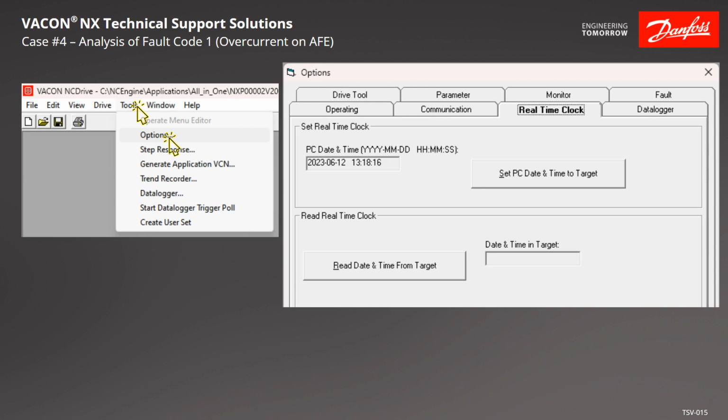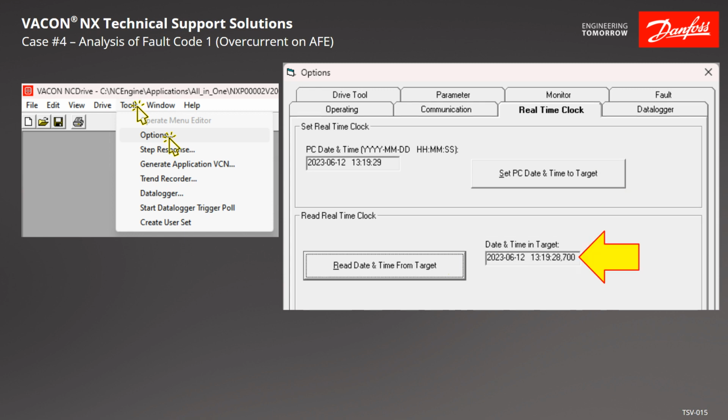To check if the real-time clock is set in the drive, press Read Date and Time from Target. If the correct time and date is not shown here, press Set PC Date and Time to Target to set the drive to the PC's time and date. Press Read Date and Time from Target to confirm that the date and time have been set in the drive.